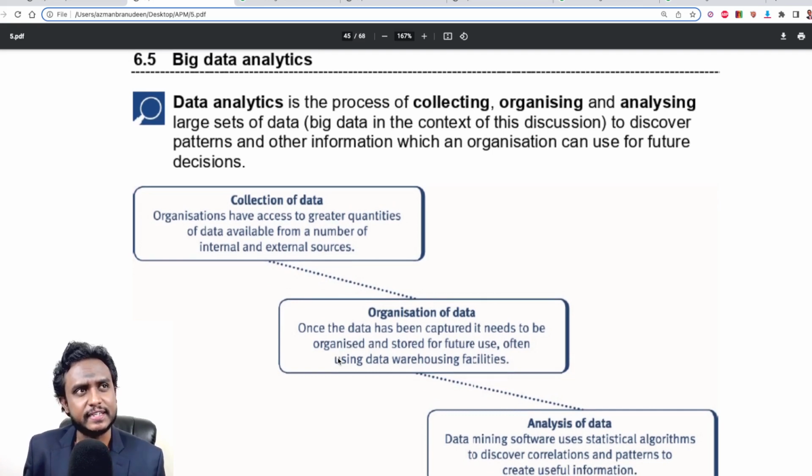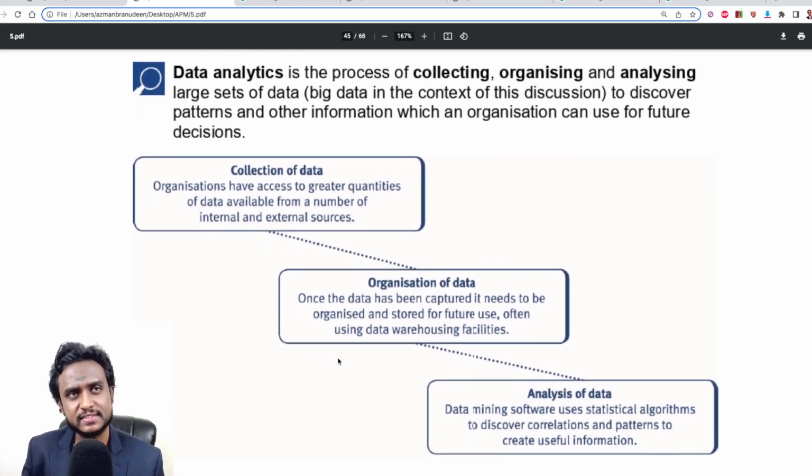First of all, data analytics is the process of collecting, organizing, and analyzing large sets of data, big data in this matter, to discover patterns and other information which an organization can use for future decisions. So it's collecting, organizing, and analyzing. Collection of data is essentially just getting access to as much data as possible, with permission, if possible.